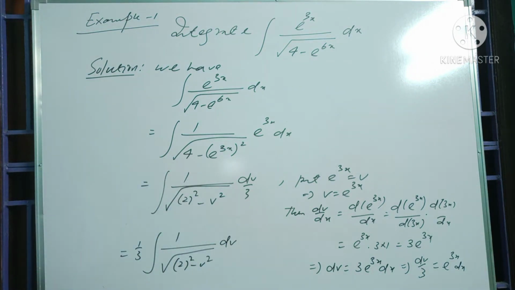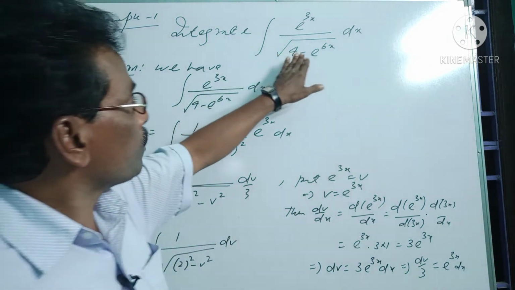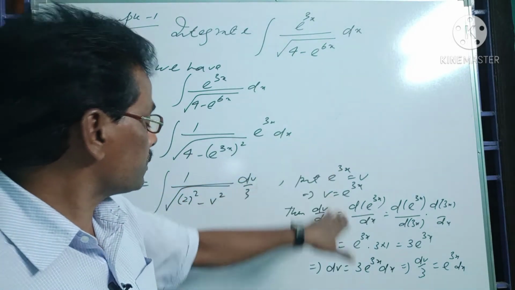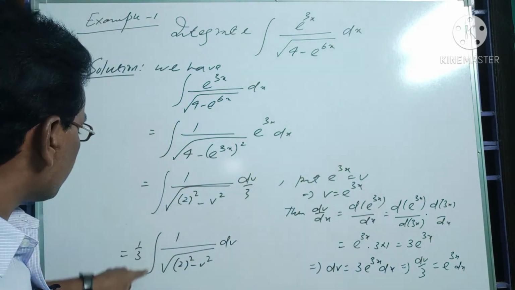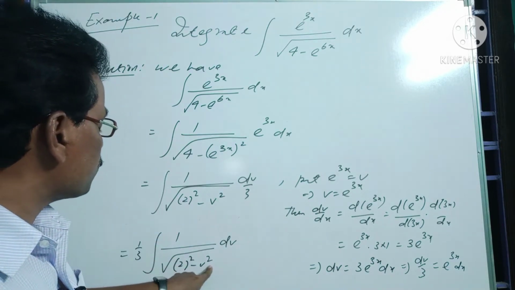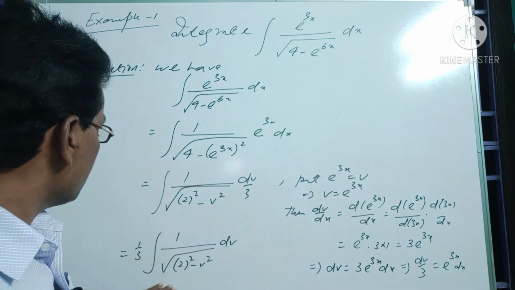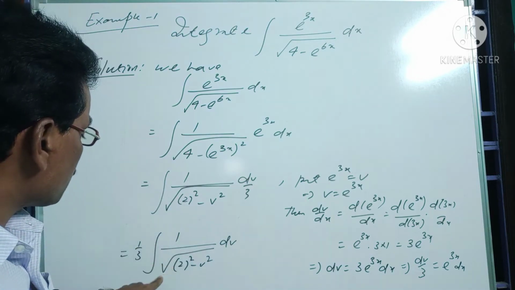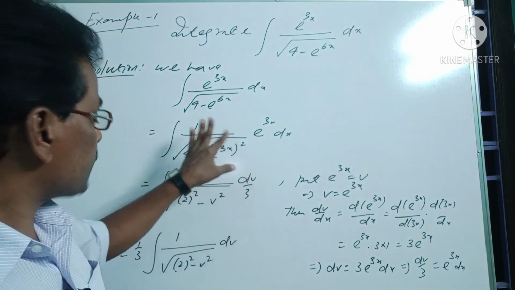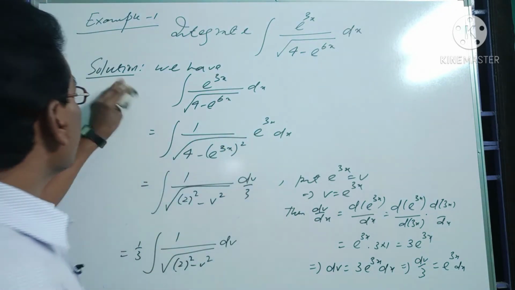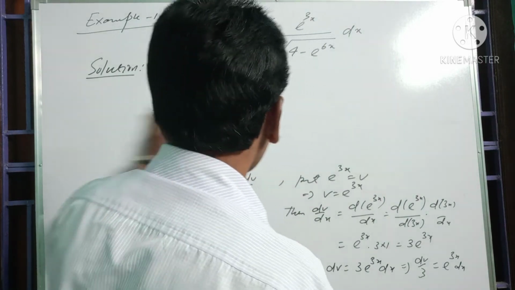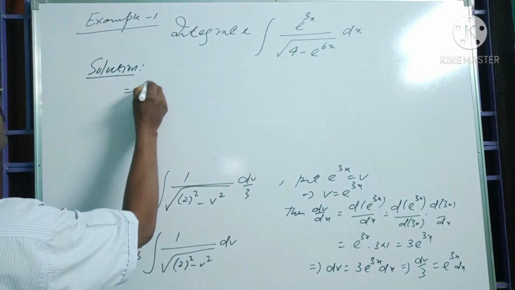So now see, the original integrand which was not in standard form for integration, after suitable substitution and differentiation we reached the integration of 1 by root of 2 square minus v square with respect to v, which is the formula, that is integration of 1 by root of a square minus x square with respect to x, which integration is sin inverse x by a plus c. So now the final integral is integrable and it can be integrated like this.